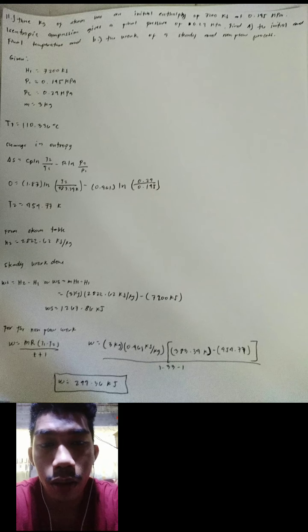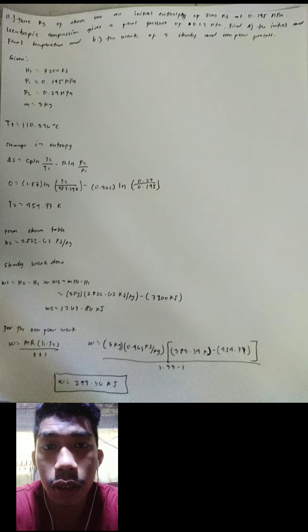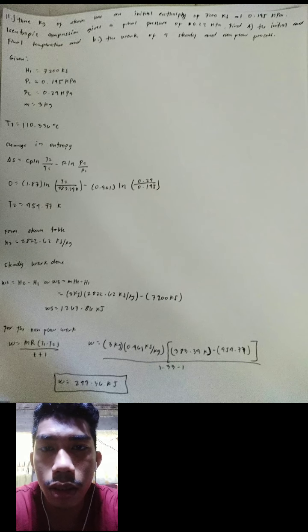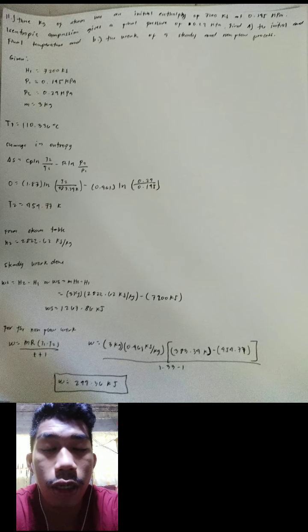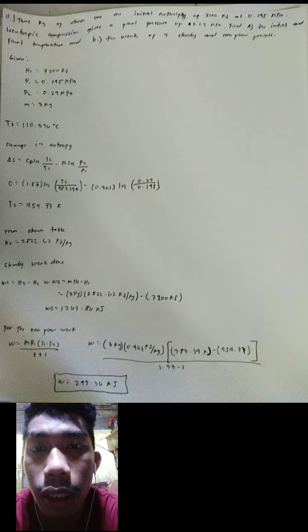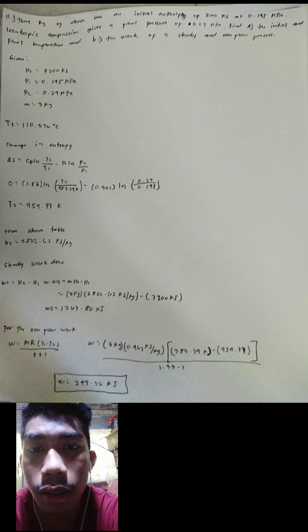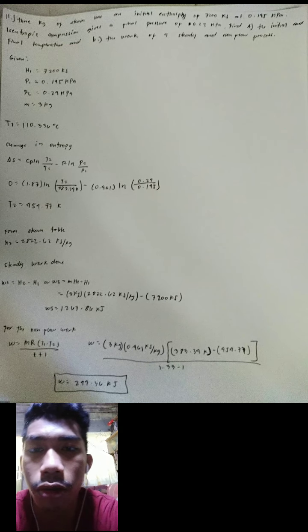The problem for number 11 is: 3 kg of steam has an initial enthalpy of 7,200 kilojoules at 0.145 MPa. Isentropic compression gives a final pressure of 0.29 MPa. Find the initial and final temperature and the work of the steady and non-flow process. The given in this problem is H1 is equal to 7,200 kilojoules, P1 is equal to 0.145 MPa, P2 is equal to 0.29 MPa, and the mass is equal to 3 kg.